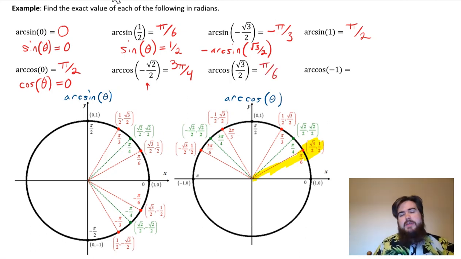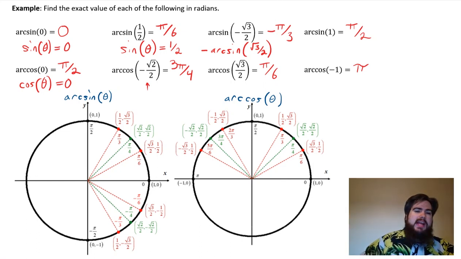The last value we have here is arc cosine of negative 1. Again, this happens really only one time within the unit circle, but there are an infinite amount of coterminal angle measures beyond that. The only one between 0 and pi, however, where cosine is equal to negative 1, is at pi. Those are our answers for this example.